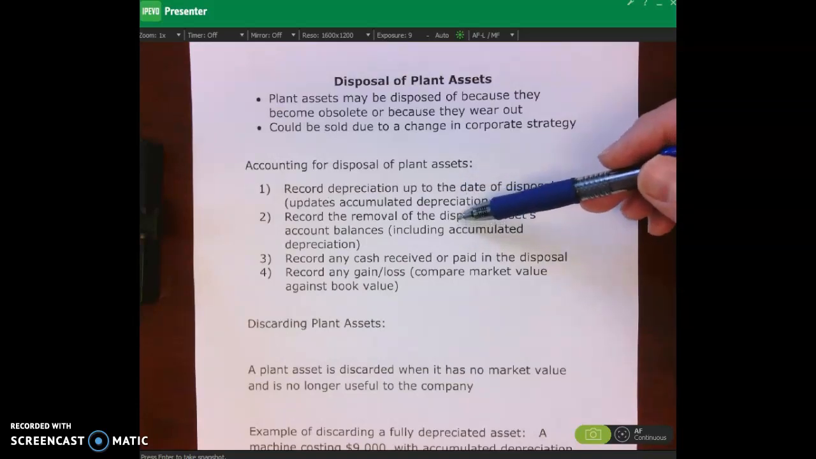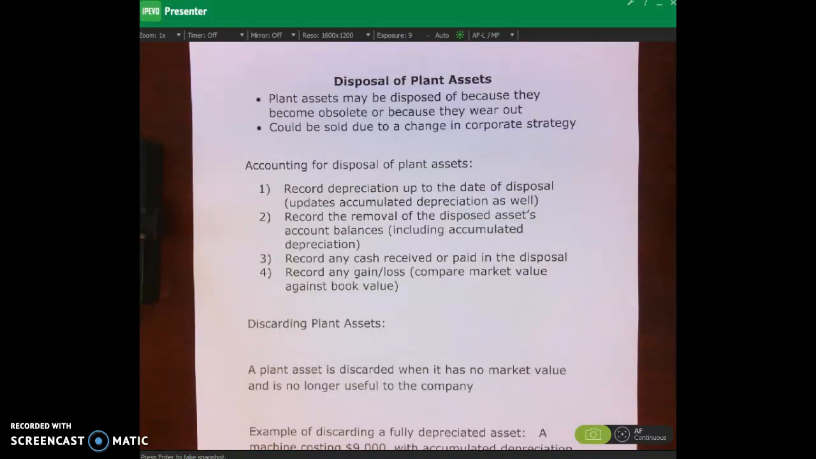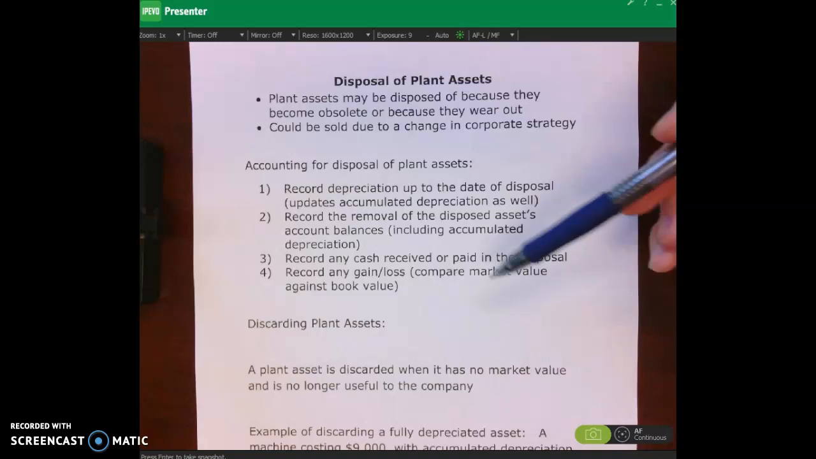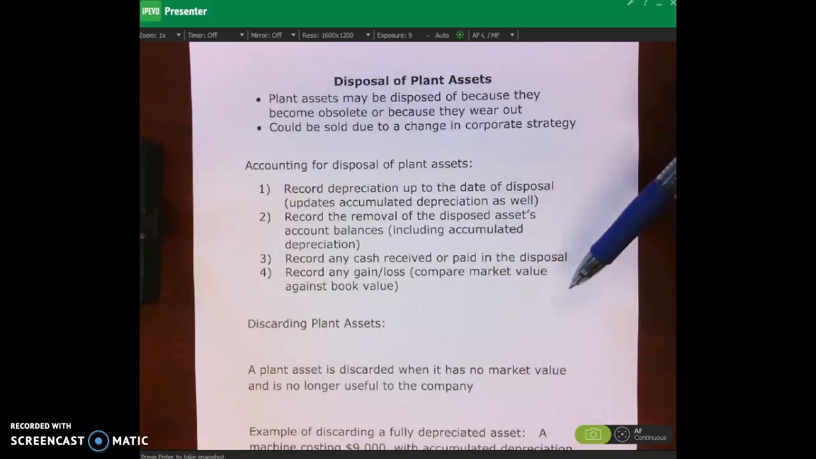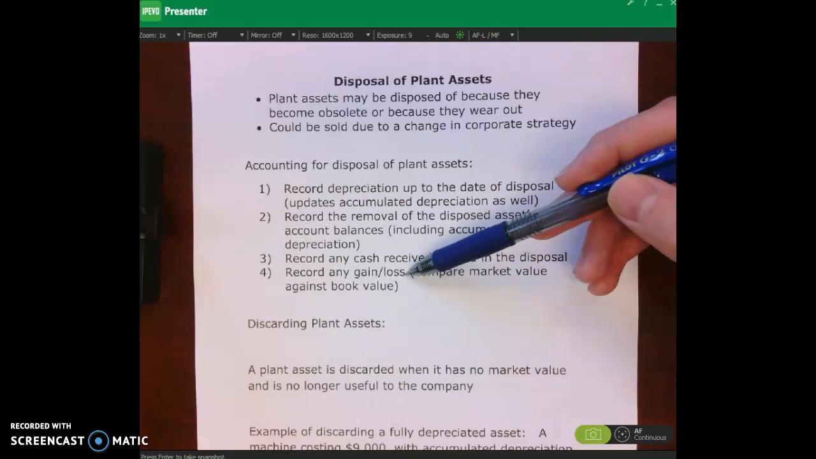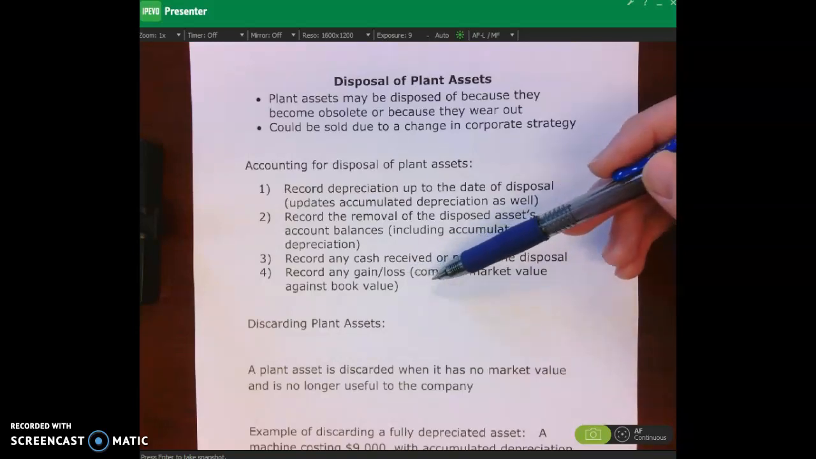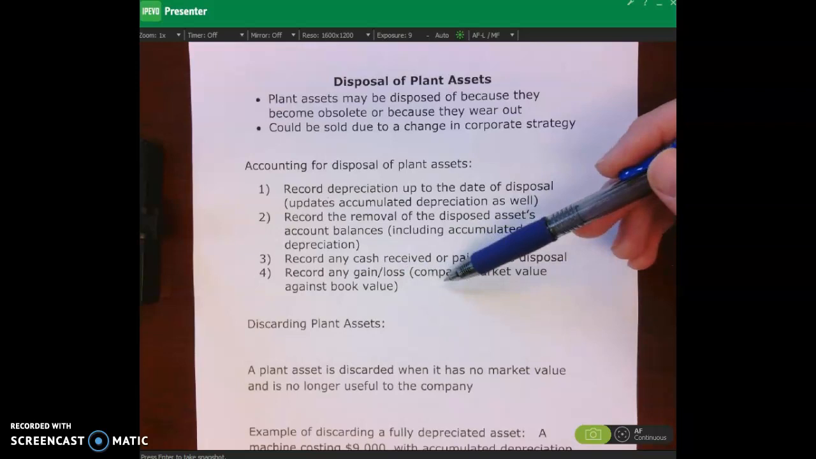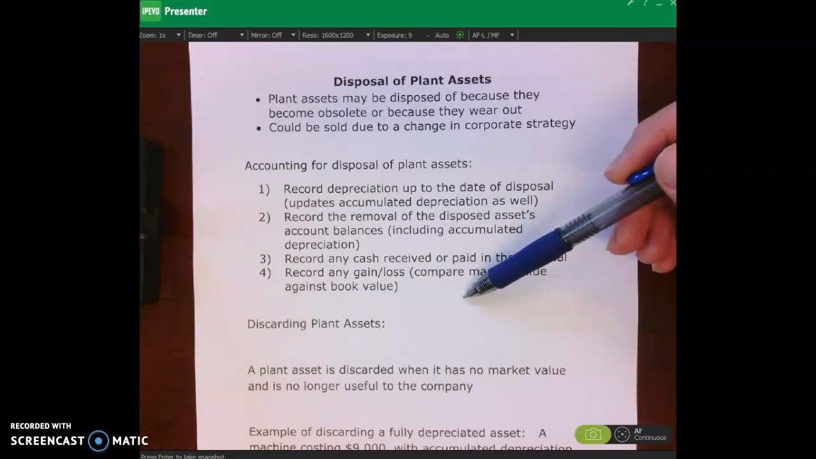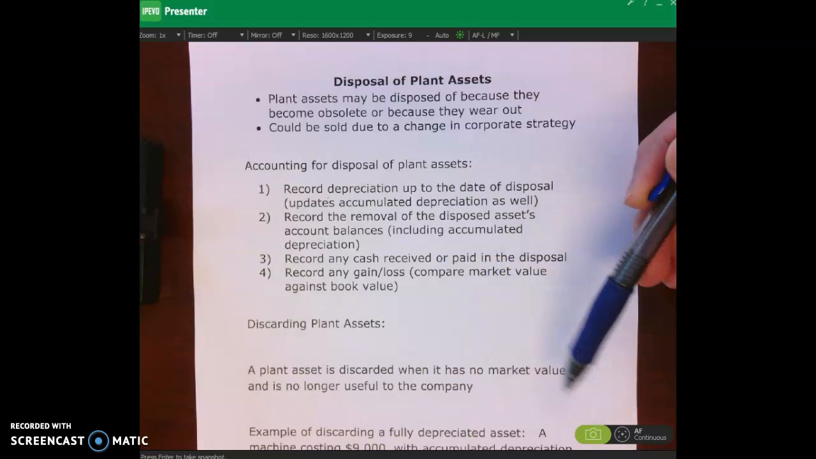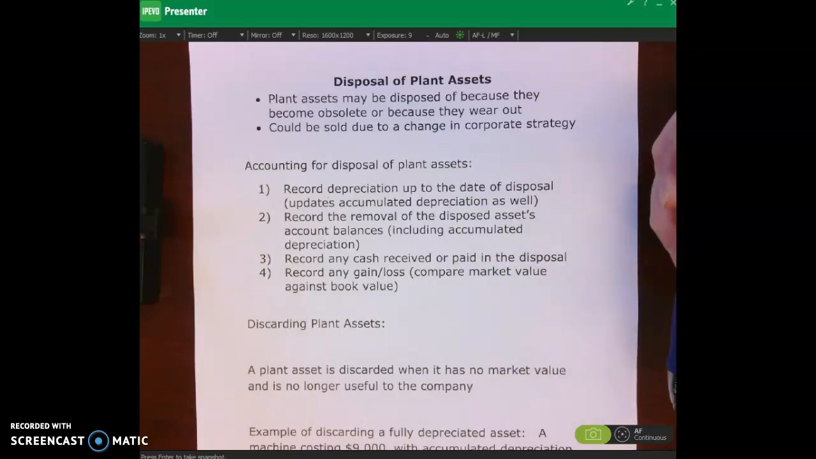I also have to remove or zero out the balance of the asset in the ledger. Okay. And I also have to zero out the balance in accumulated depreciation. And I have to record any cash received or paid with the disposal, and then record any gain or loss. To do this, I would compare what I sold it for, which would be the market value, against the asset's book value. Remember, the asset's book value is calculated by taking the asset cost minus accumulated depreciation.